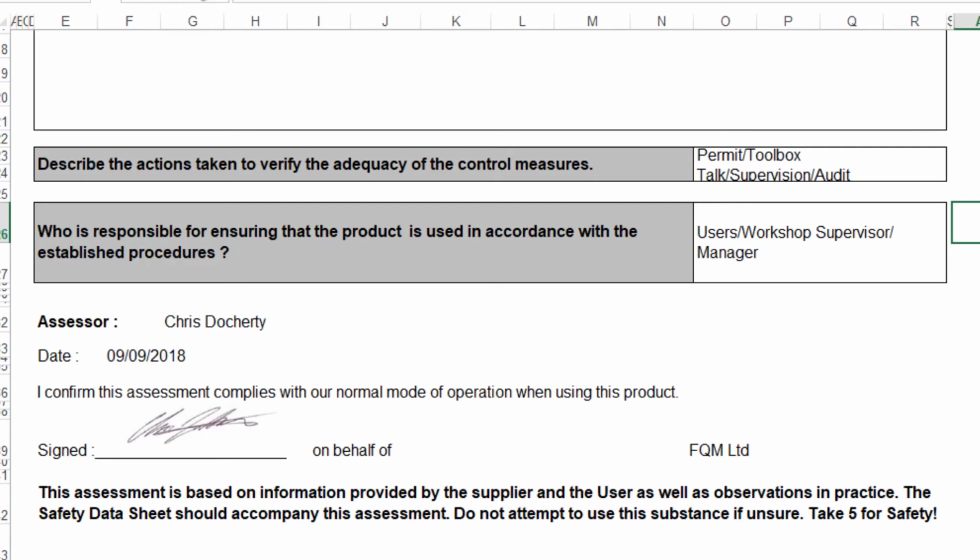We also say, do not attempt to use the substance if unsure. Take 5 for safety. Step back and think, do I need to get more help? Do I need training? Do I need more advice? So it's important to recognise that as part of COSHH to protect yourself and others around you.